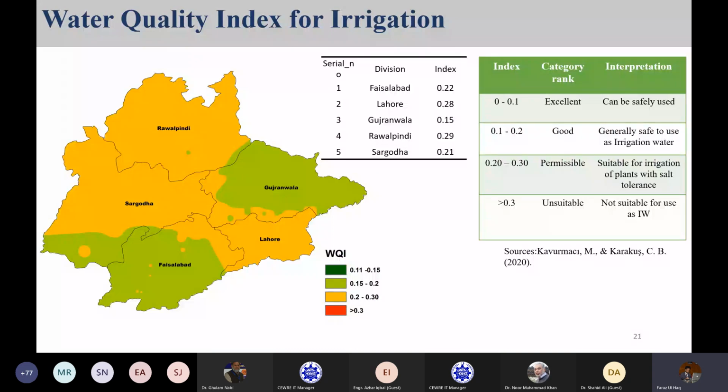Following by the water quality index for irrigation, as we can see, the water quality index was used to merge all the previously discussed parameters in one place. We show the overall quality of water. It is characterized into four classes: excellent, good, permissible, and unsuitable. Here we can see that Rawalpindi division and overall a major part of our study area falls into the permissible limit rather than the good or the excellent.